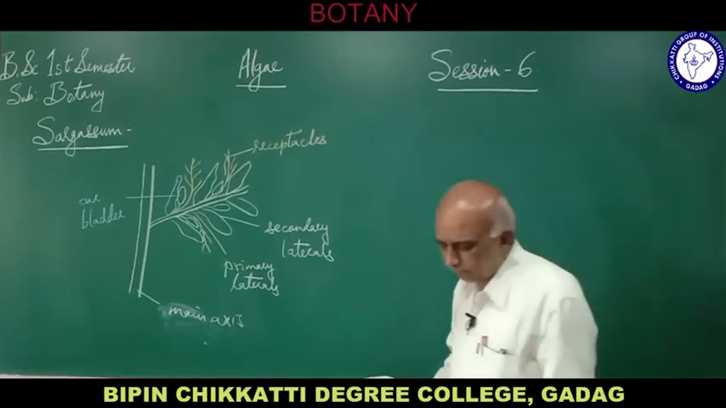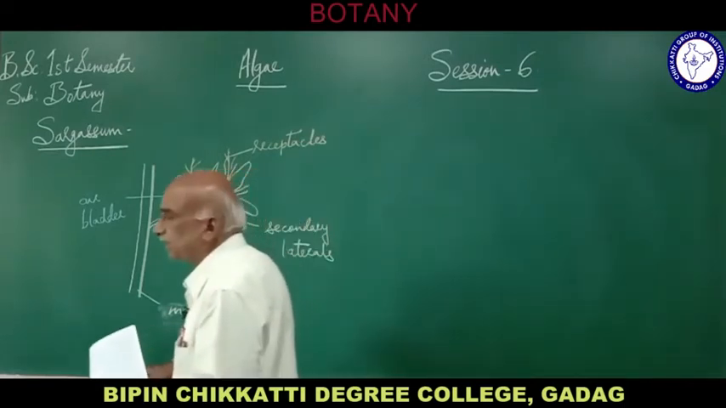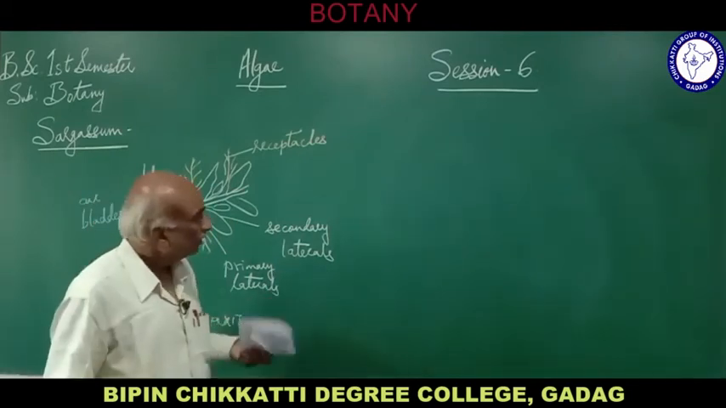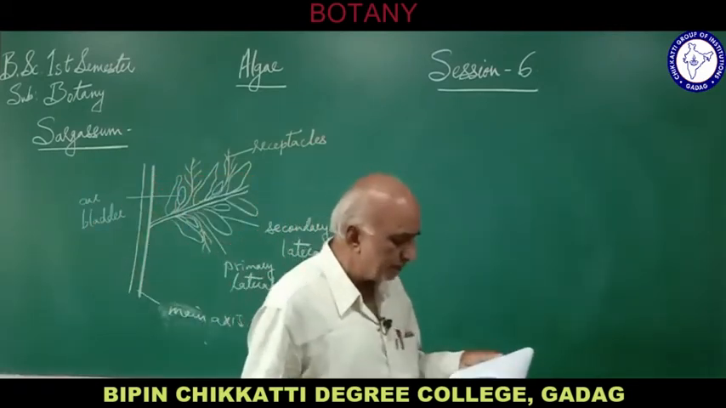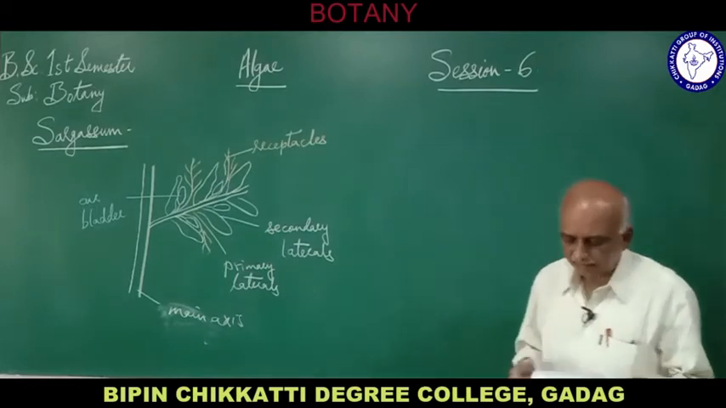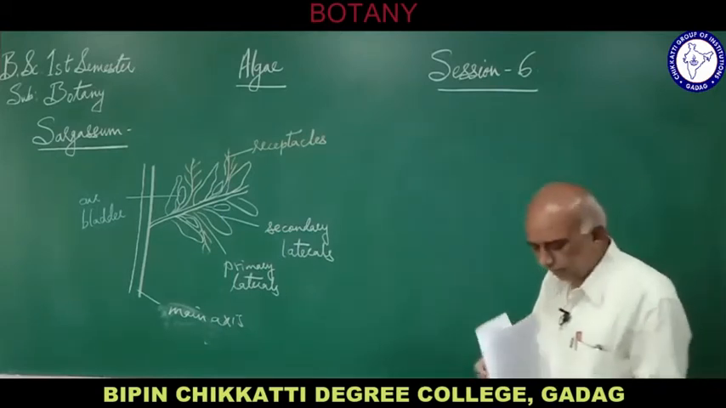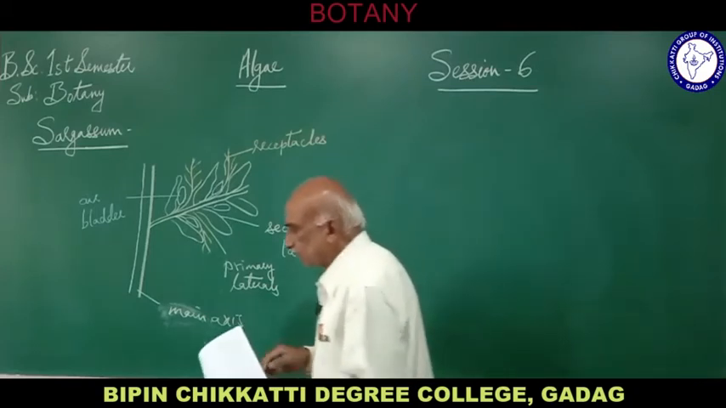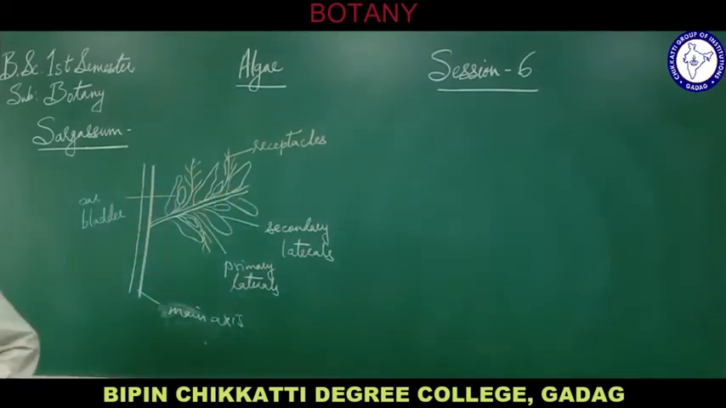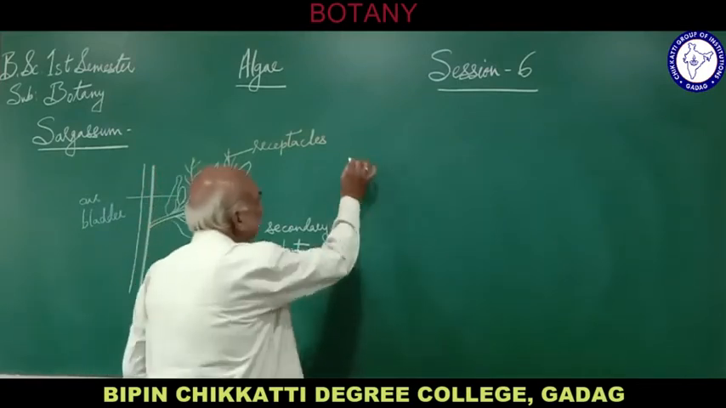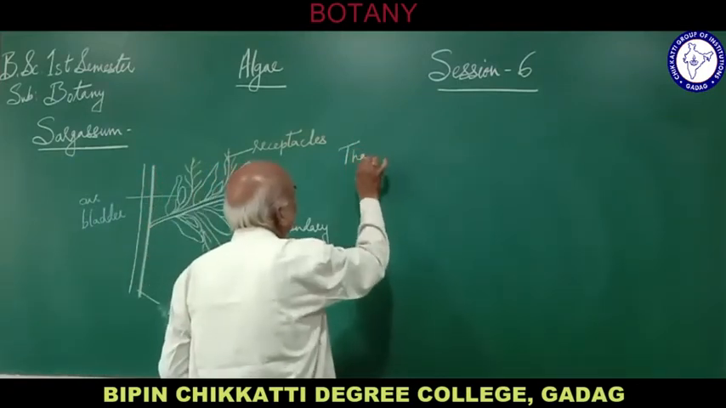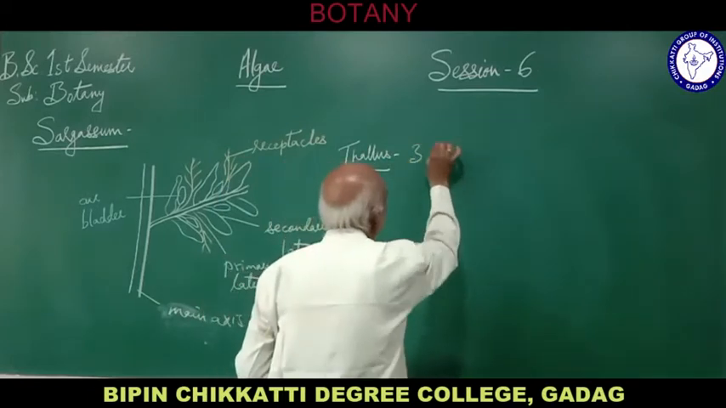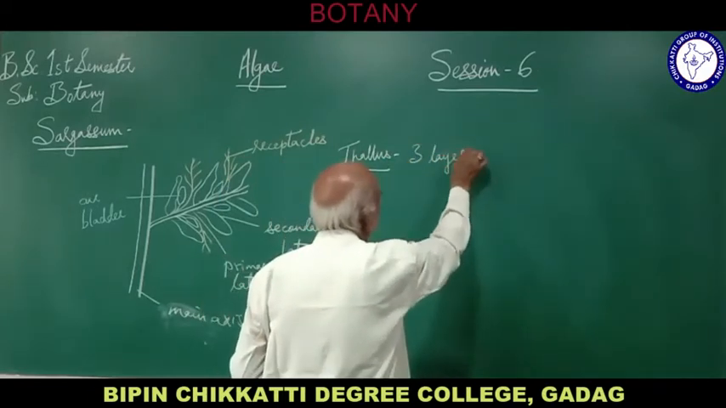Then if you come to the structure of the thallus, especially what it contains, actually there are 3 layers in the thallus. So these 3 layers are present inside the thallus.